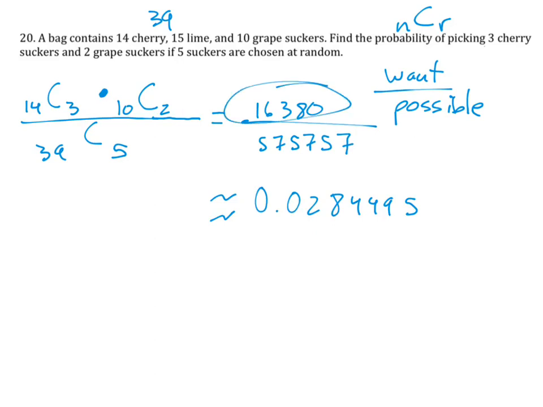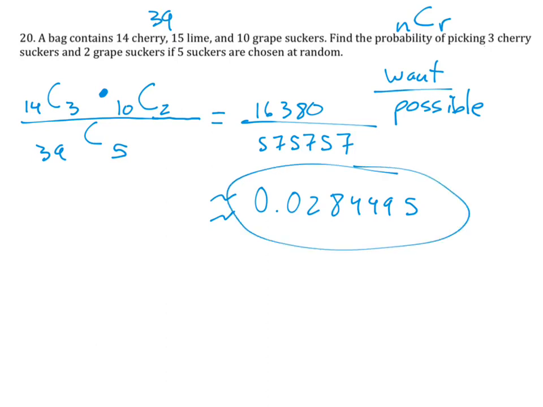On the top there, you should get 16,380 different ways of pulling out 3 cherry and 2 grape suckers out of this group. And on the bottom is the possible ways to pull out 5 suckers out of this group, which is 575,757. And if you divide that out, you're looking at about 2.8%. But yeah, there's your probability right there. Not really high, but it exists.